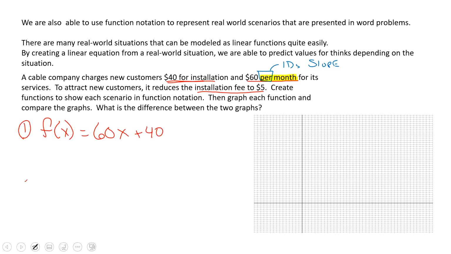So this is what they usually charge. If we change it up, they've changed their installation fee to $5. Again, they didn't change their rate. So it's still $60 per month, so 60x. And then we're going to call that plus 5.